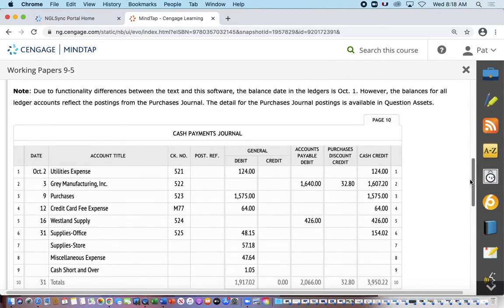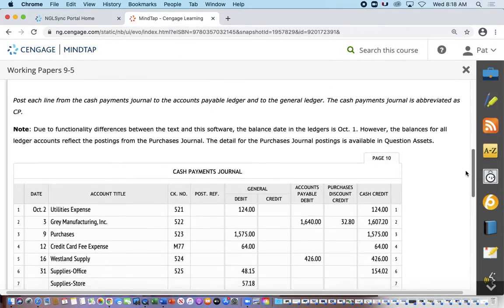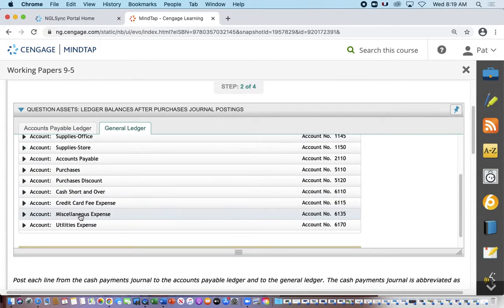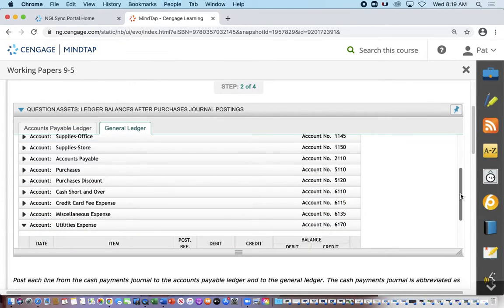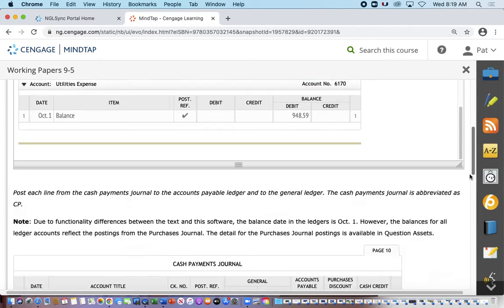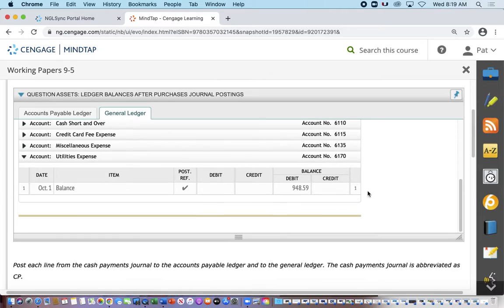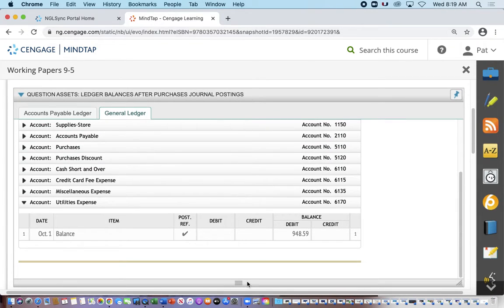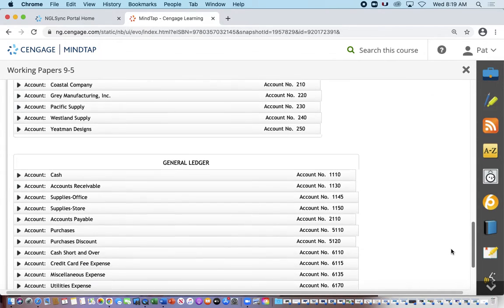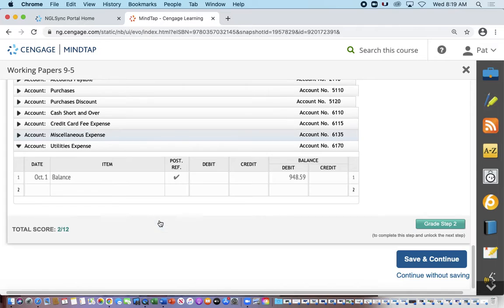All right. So we just start with the first one. Utilities. So that's in the general ledger, correct? Scroll up. Is it already done? Or what the heck? I can't post it. Oh, it's down here. Okay. Sorry. I was like, I can't post it.